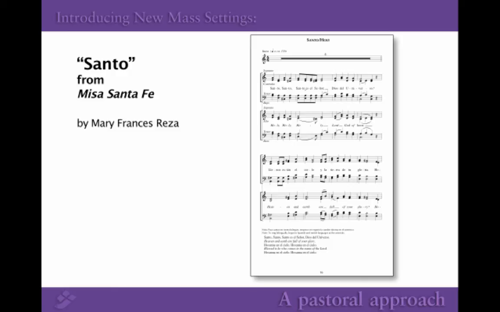Sing it to you in English to see how that sounds.